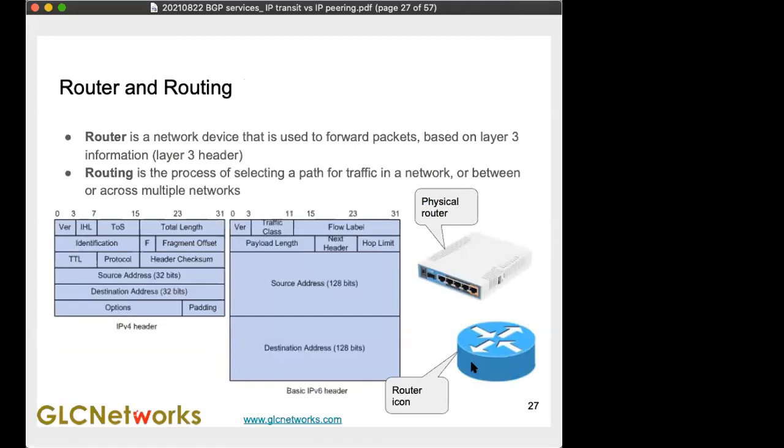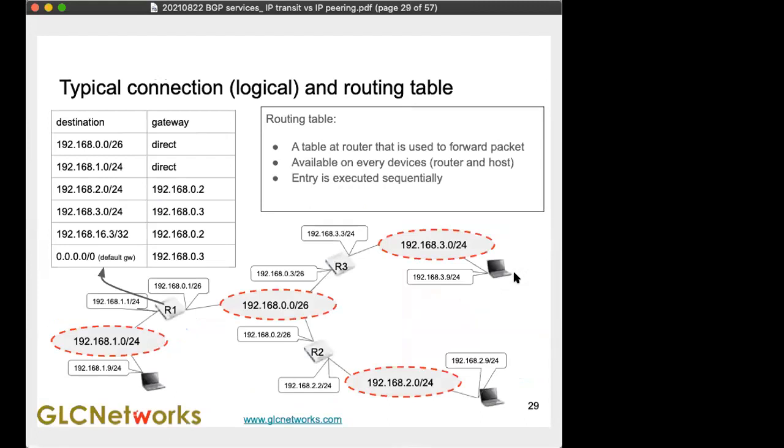And what they're processing is layer 3 information, like here. Layer 3 information is the IP header, either the IPv4 header or the IPv6 header. Okay, so these are the headers of the protocols. If you do protocol analysis with K12, K15, or Wireshark, you can see the headers in more detail. Okay, so this is a typical connection.